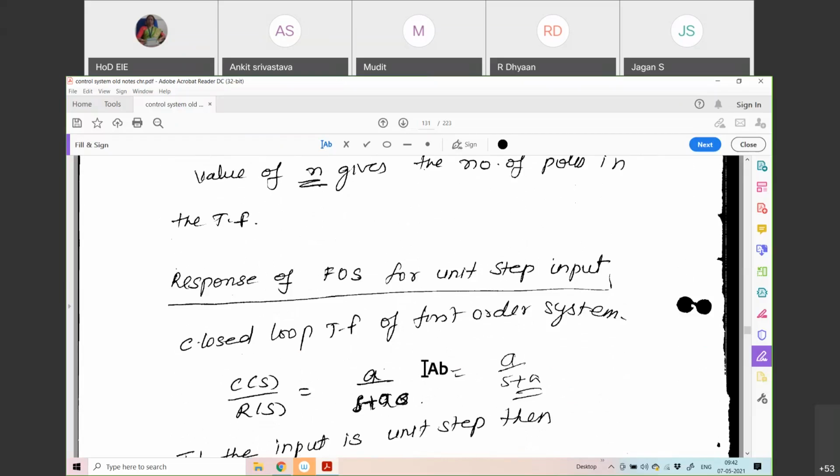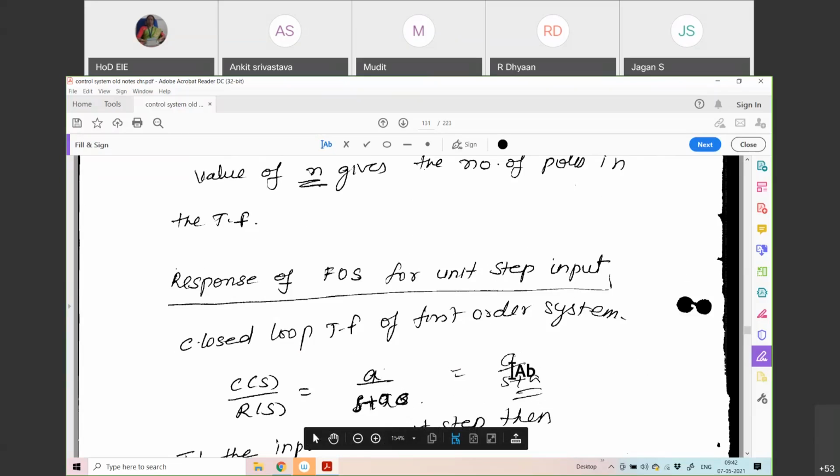So now let us consider a first order system for a unit step input. The response of a first order system for a unit step input. The transfer function C of S by R of S is given as A by S plus A.